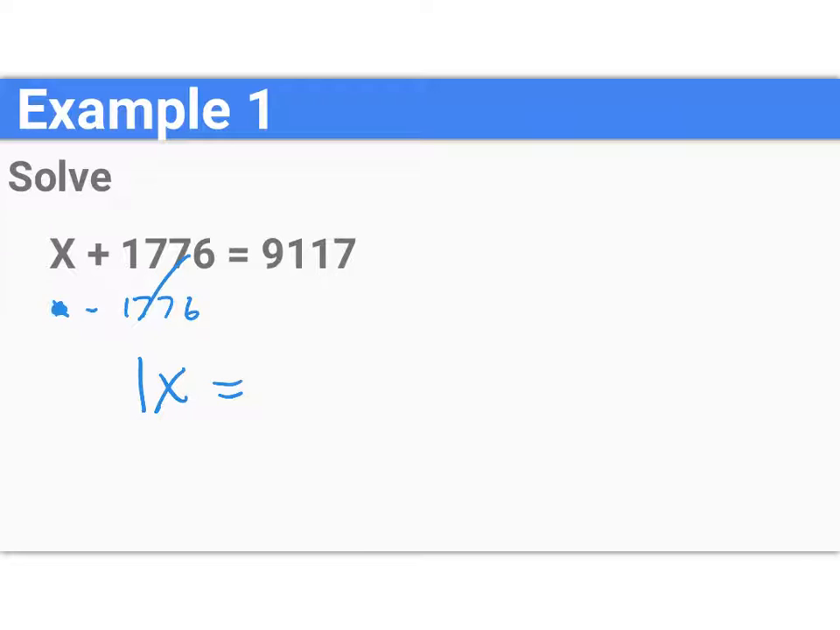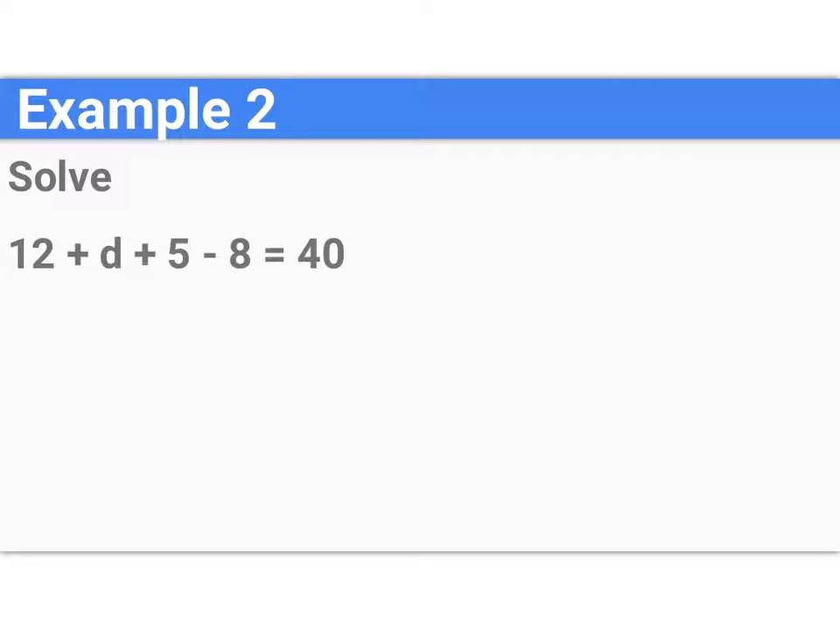There's no number here, so I know that this is positive 1x, and that's what we want, the x by itself. 7 minus 6 is 1. Borrowing becomes 10, 11, 4. 10 is 3, 8, 73, 41. So x is 7,341. If you add 1776 to it, you'll get 9,117 back. And let's look at our next example.